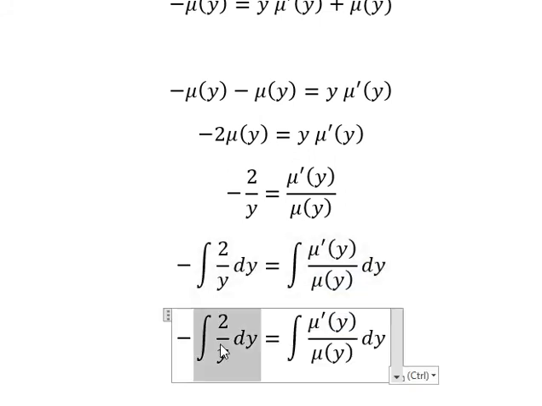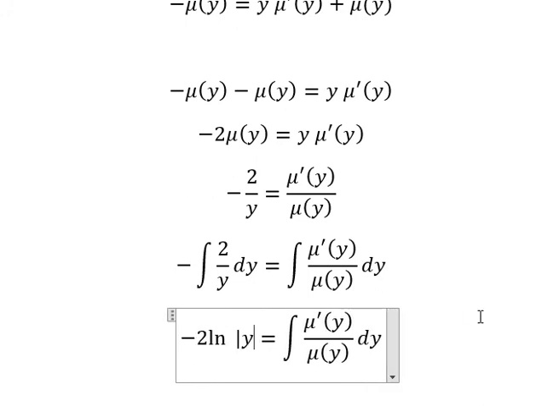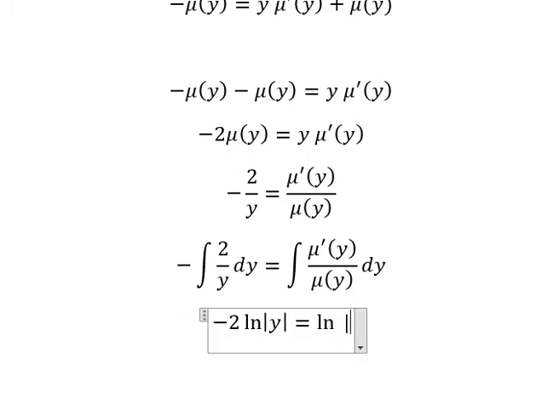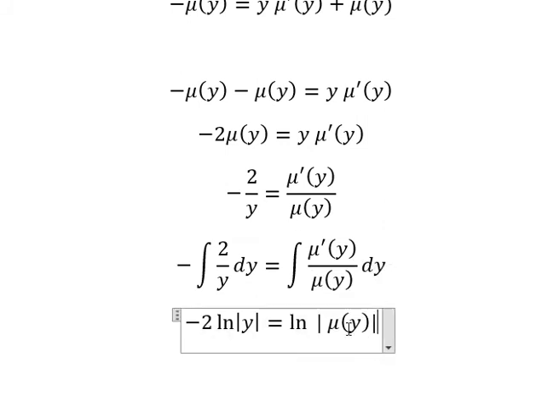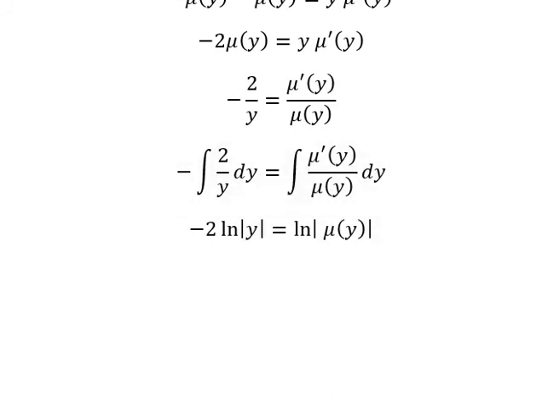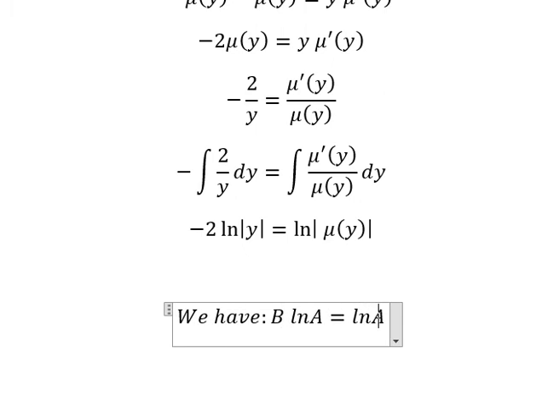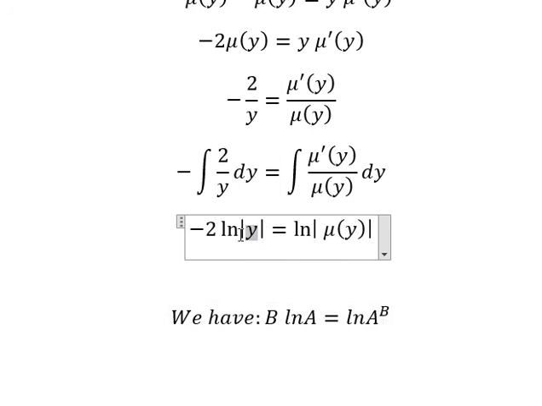Next, the integration of this one, we have 2 ln of the absolute value of y. The integration of this one, we have ln of the absolute value of mu y. So we have the formula of this one. b ln a equals to ln a to the power of b. So a that is about this one, b that is about negative number 2. So I will put this one go inside about natural log in here.